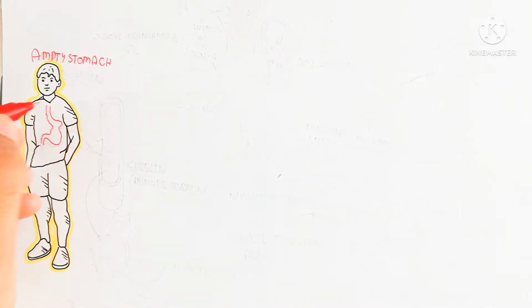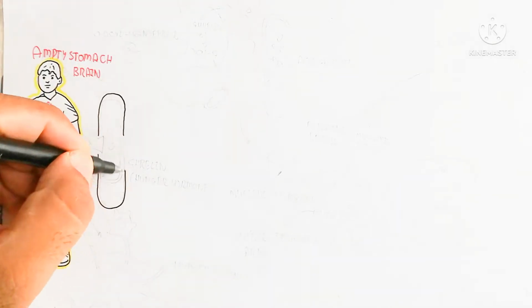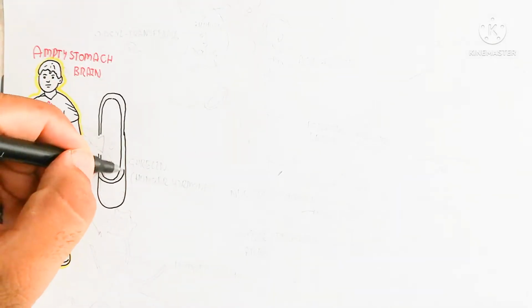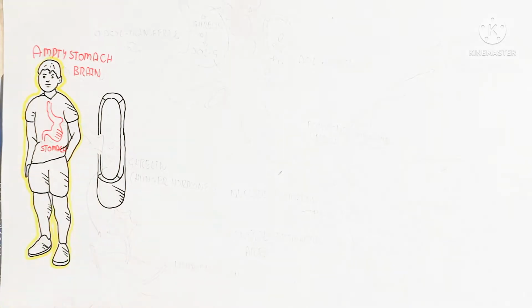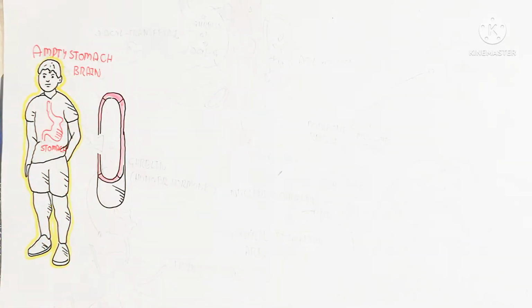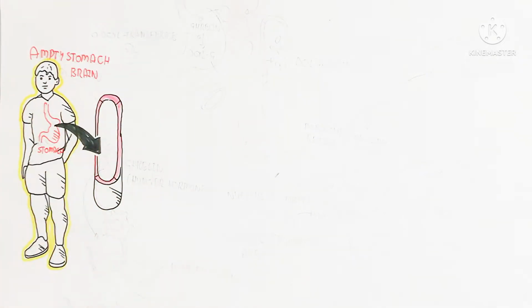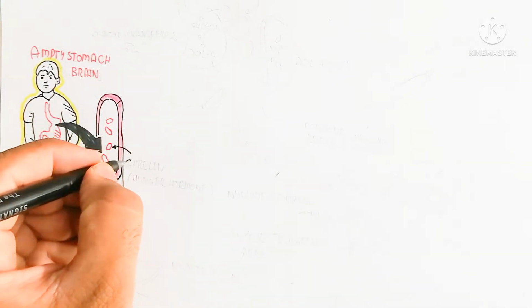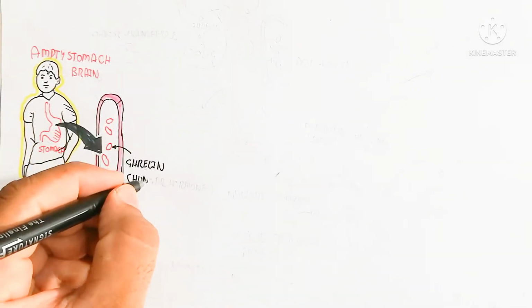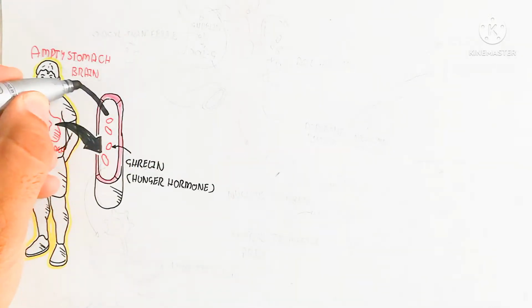So this is a person with an empty stomach, and this will produce ghrelin into the blood circulatory system. That is why it is known as an endocrine hormone. When ghrelin goes into the blood circulatory system, it is also known as the hunger hormone. It is released due to the hungry state, and after this it will target the pituitary gland through the hypothalamus.